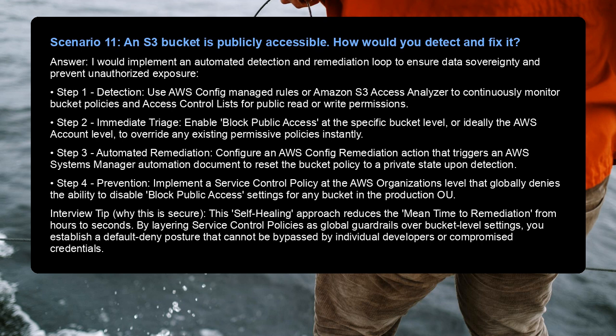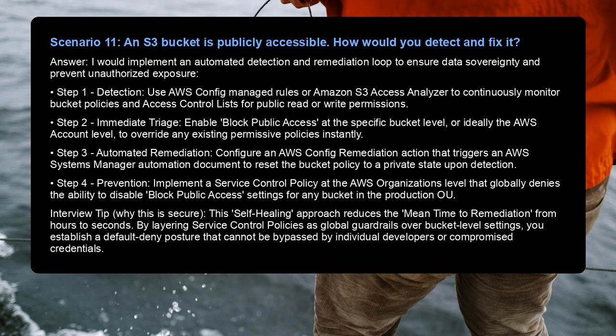Use AWS Config Managed Rules or Amazon S3 Access Analyzer to continuously monitor bucket policies and access control lists for public read or write permissions. Step 2: Immediate triage. Enable block public access at the specific bucket level, or ideally the AWS account level, to override any existing permissive policies instantly.